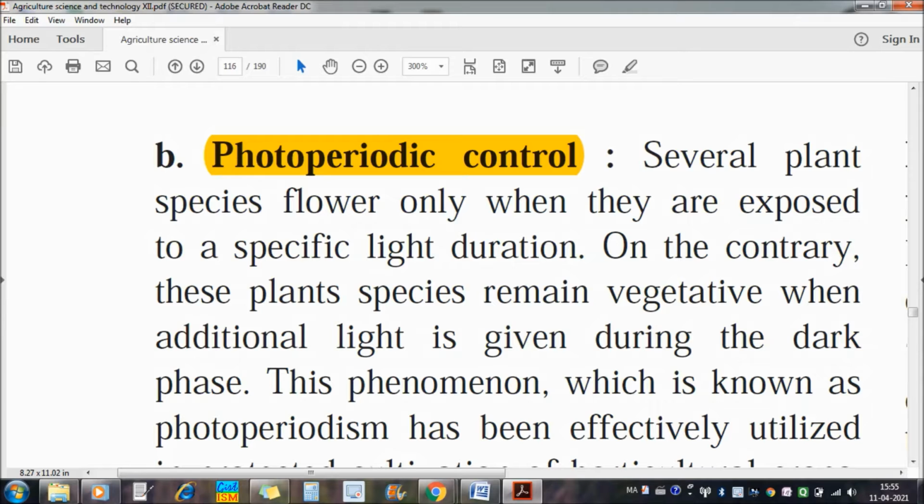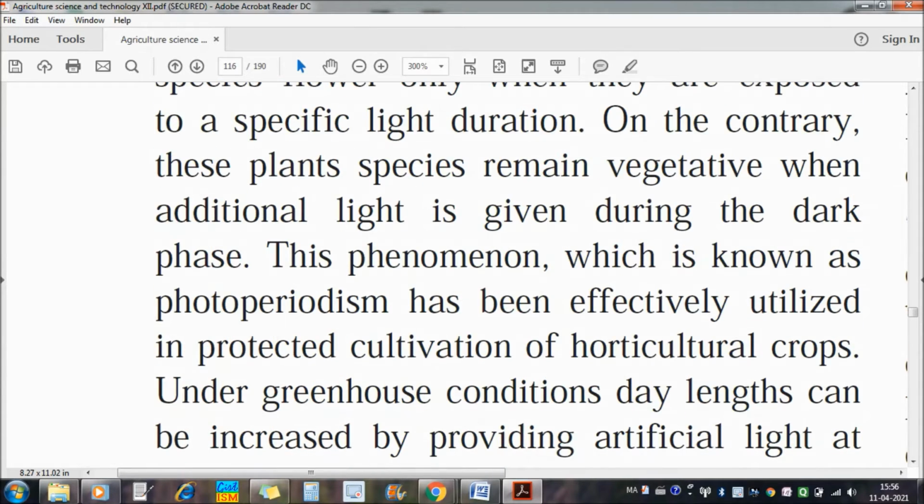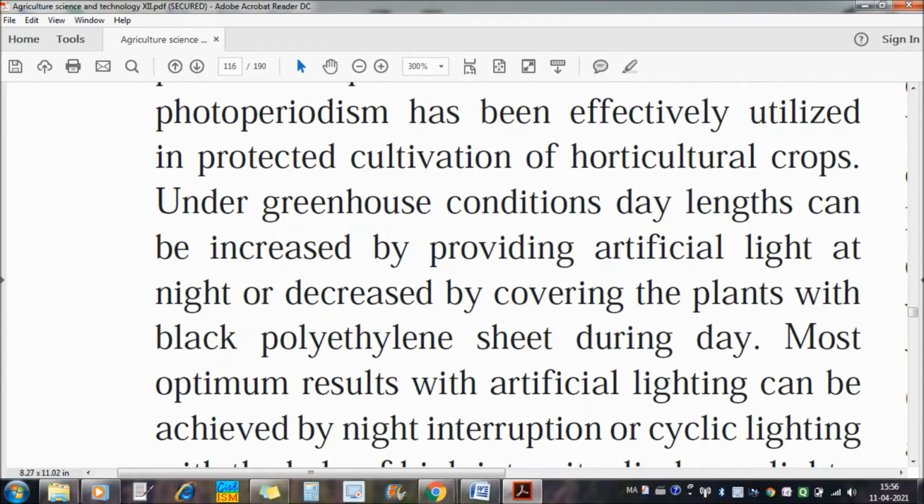In short day plant, the duration of light can be less, and in day neutral plants there is no effect of duration of light on growth of the plant. So for vegetative growth, additional light is given during dark phase. When there is a cloudy atmosphere, the light intensity is reduced. So that affects the photoperiodism, particularly in the horticultural crops.